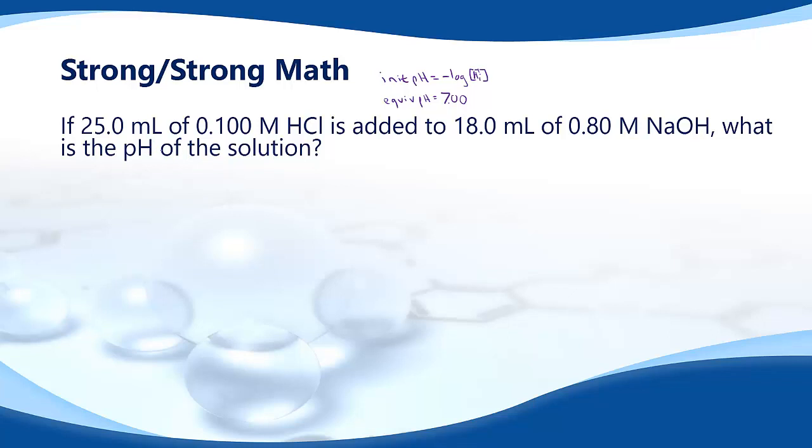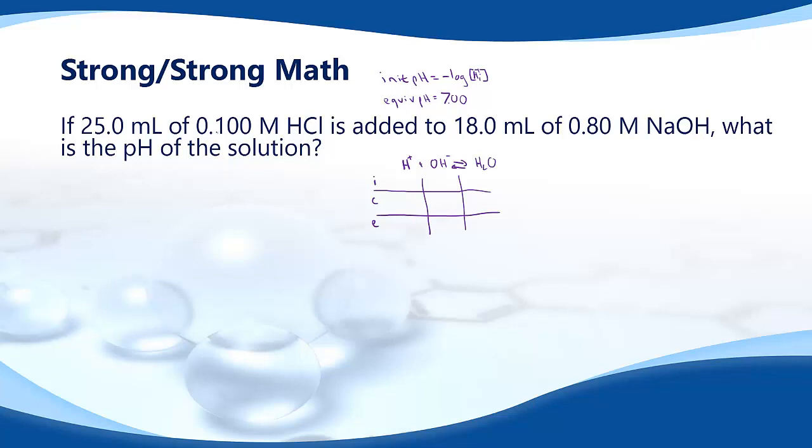So we have 25 mL of 0.1 molar HCl. We're adding to it 18 mL of 0.8 molar sodium hydroxide. So we'll start by writing out our reaction. We have H+ plus OH- yields H2O, just to be technical. So this is our equation. I'm going to do a quick ICE table. I'm going to do the ICE table here in moles, because since I'm doing stoichiometry, that makes the most sense.